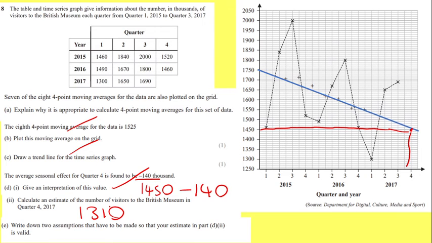Write down 2 assumptions that have to be made in your estimate in part D. Make sure that if there are 2 assumptions, they're 2 clear, different assumptions. So my first one is that I assume the seasonal effect is going to be the same. And I'm going to assume that the actual yearly trend, or the line of the trend, will be the same as well for next year.